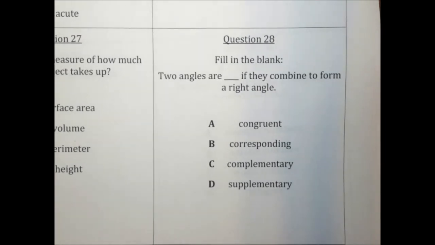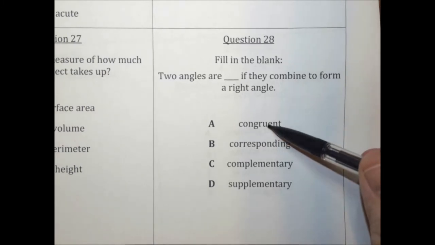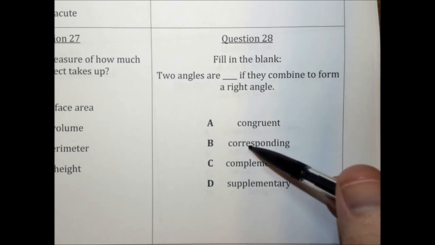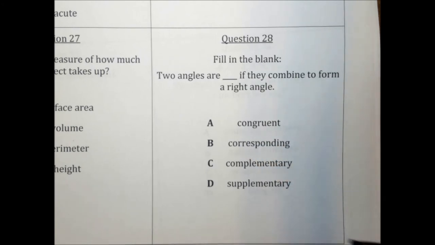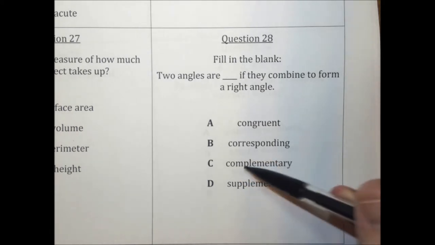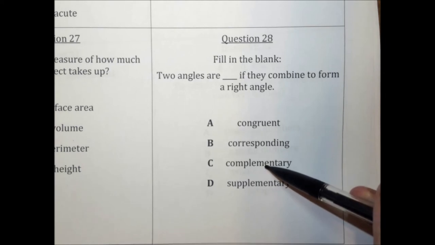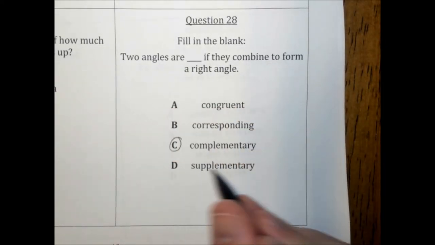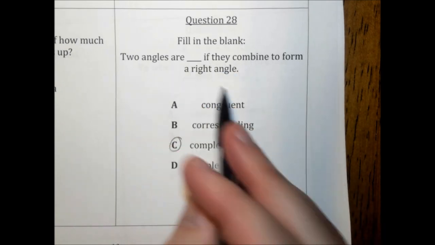Question 28, fill in the blank. Two angles are blank if they combine to form a right angle. Congruent angles mean that they're the same, so it's not that. Corresponding means that they're angles in the same spot but in different angle groups. It's not that. Complementary means the two angles add up to 90, and 90 is a right angle, so it is this one. Supplementary means they add up to 180. It's not that one. So 28 is C.